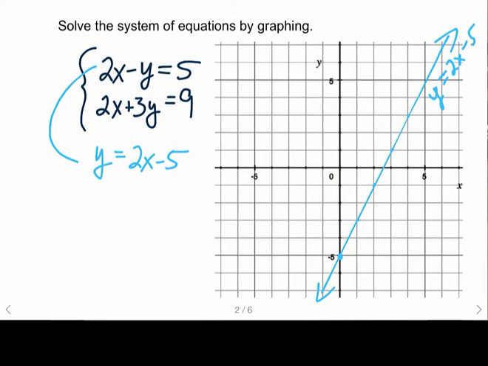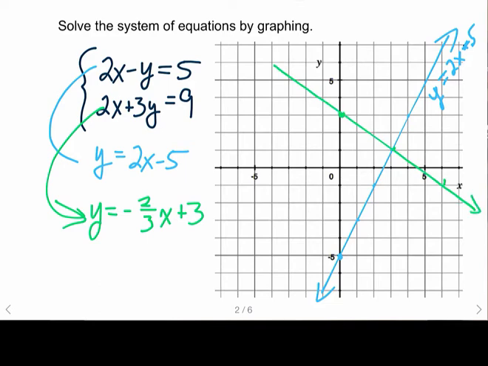And then the other line, which I'll do, I suppose, in a different color. If I solve 2x plus 3y equals 9 for y, I get y equals negative 2/3 x plus 3, which you should verify on your own. And this has a y-intercept of (0, 3) and a slope of negative 2/3. And so I'm going down 2 and to the right 3 to generate more points. And then I'm going to connect those with a line. And then I'll label that line y equals negative 2/3 x plus 3.